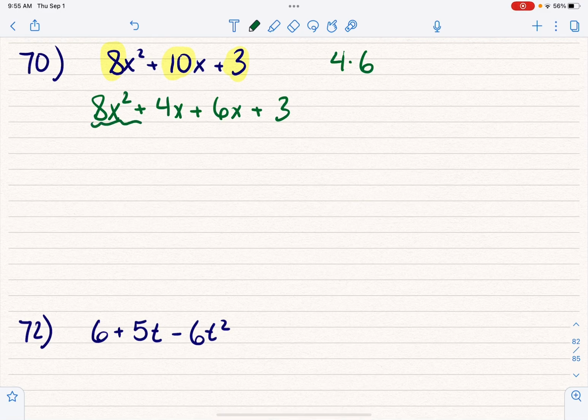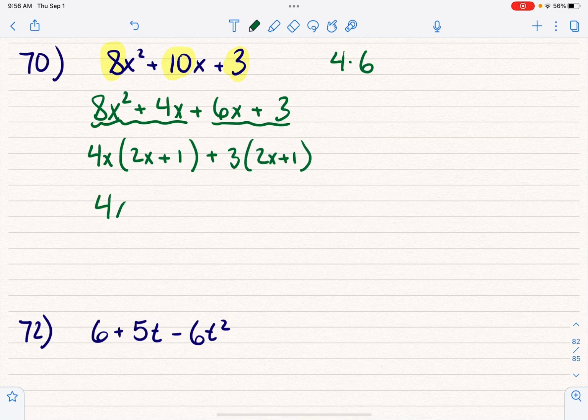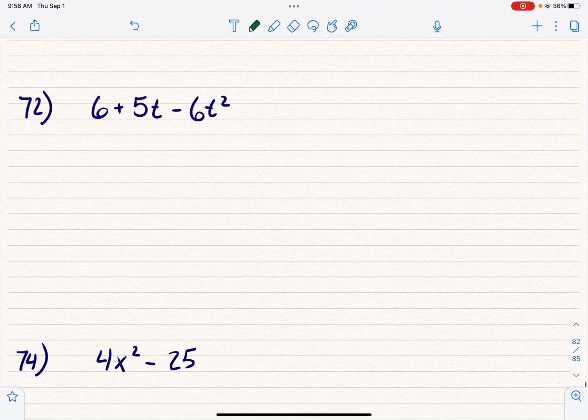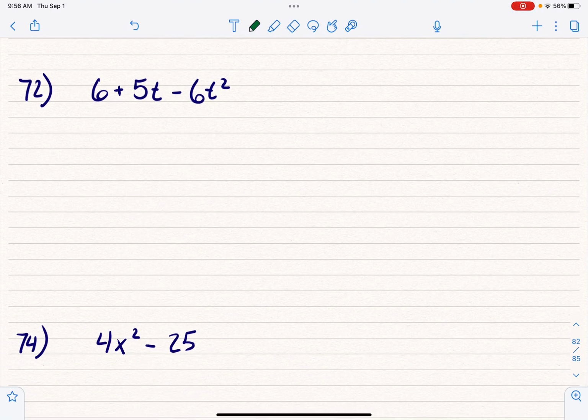Now factor. What can I take out of both of these? A 4x, which leaves me with 2x plus 1. What can I take out of both of these? 3, which leaves me with 2x plus 1. So then I have 4x plus 3 times 2x plus 1. There you go. Okay?